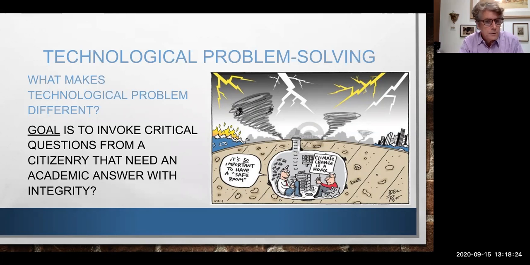So what makes technological problems different? The goal is to invoke critical questions from a citizenry that need an academic answer with integrity. That seems a little weird. I'm not really sure what that's saying, other than you need the people that are experiencing the problem to get a solution that makes sense.